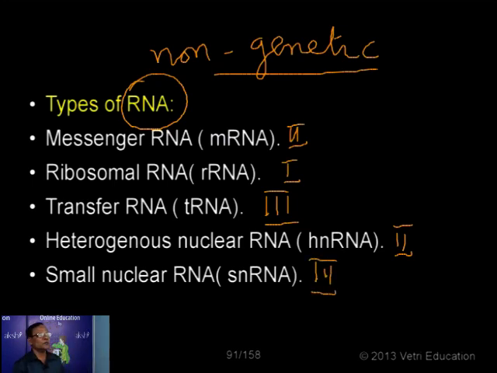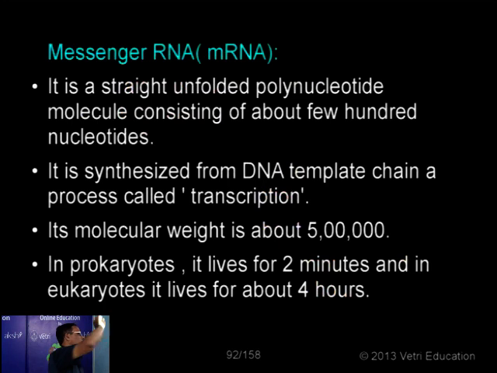So different polymerase enzymes take part in synthesizing different types of RNA. But in prokaryotic cells like bacteria, there is only one polymerase for the synthesis of all the different types of RNA. Now let's see the different characteristics of all these types of RNA.